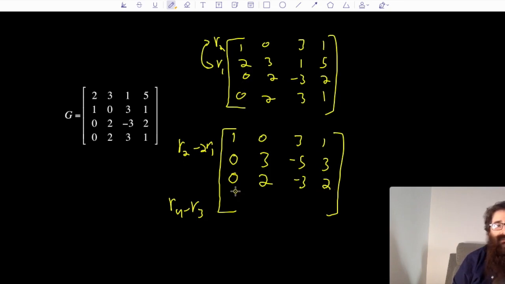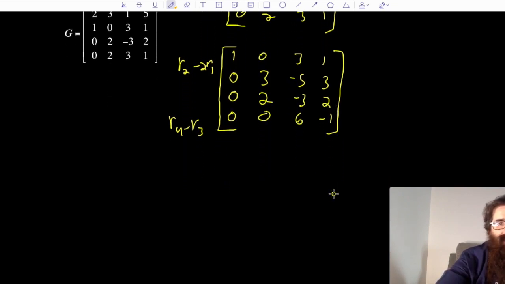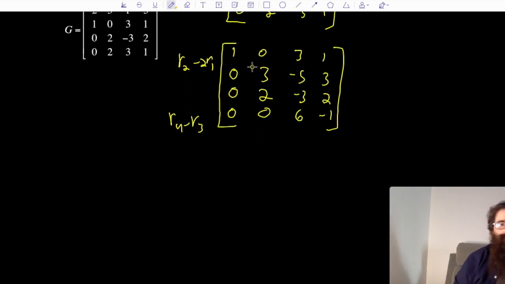So 0 minus 0 gives us 0. 2 minus 2 gives me a 0 that I wanted to get. 3 minus negative 3, that's 3 plus 3 gives me 6. And 1 minus 2 gives me negative 1. So I'm just making some extra moves here. These aren't going to be bad decisions. I'm just getting some more work out of the way.